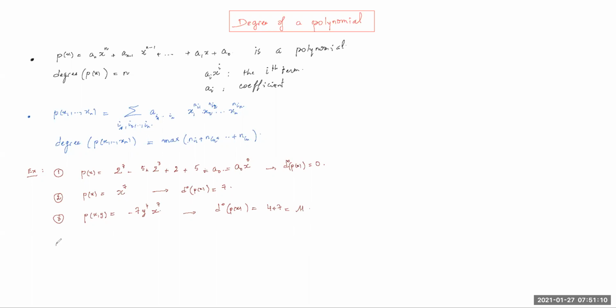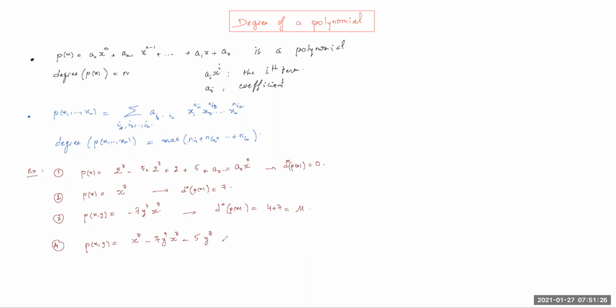What if I give you now the example of p of x and y again? So you have x to the power 7 minus 7 y to the power 4 x to the power 7 and minus 5 y to the power 7.